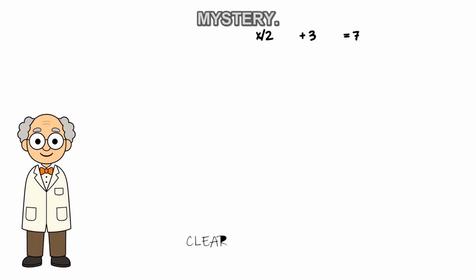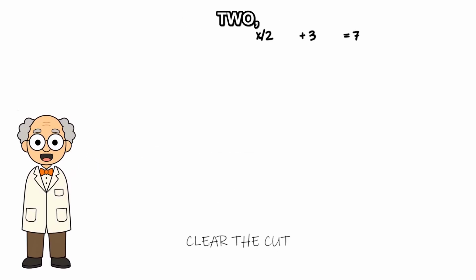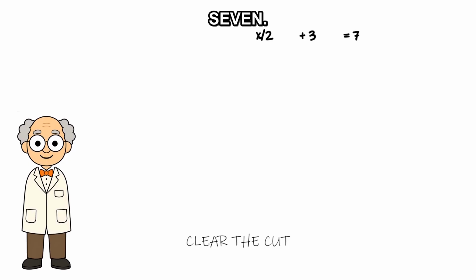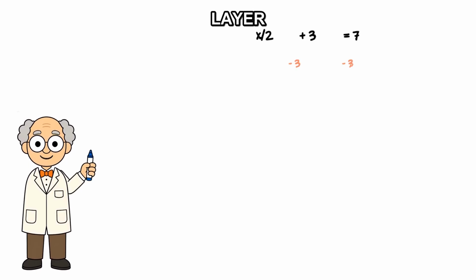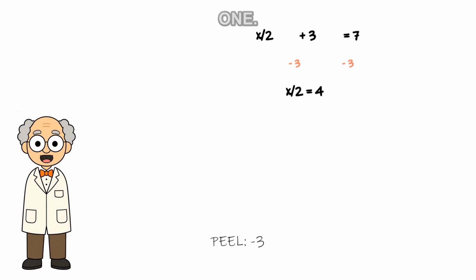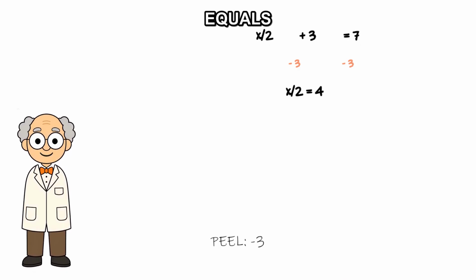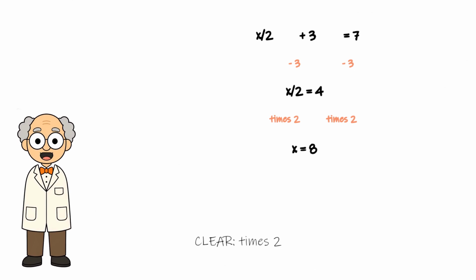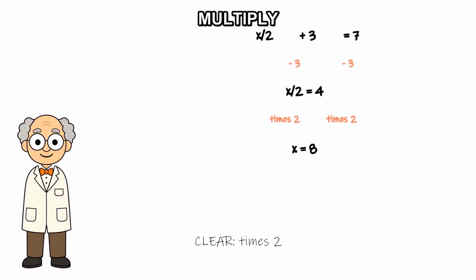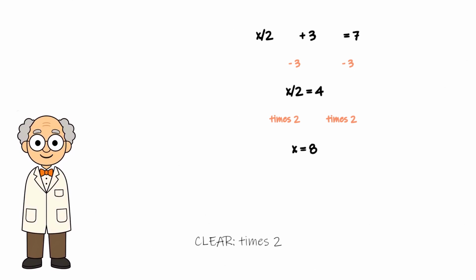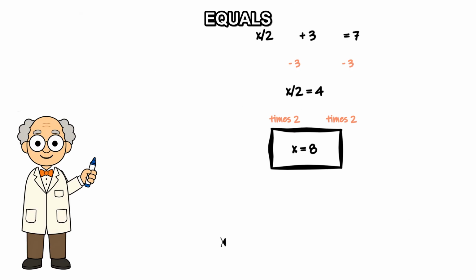Back to my chopped up mystery. X over 2 plus 3 equals 7. Which layer comes off first? The outer one. Peel the plus 3, minus 3 from both sides. Now x over 2 equals 4. Now the cut itself. X is divided by 2, so multiply both sides by 2. The bar disappears, and 2 4s is 8. There it is. X equals 8.